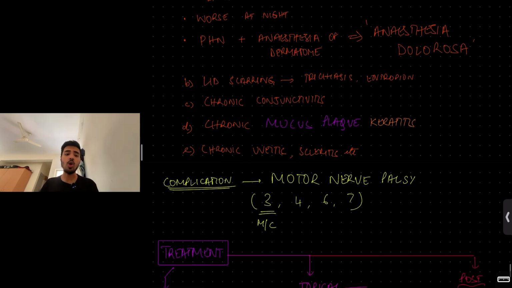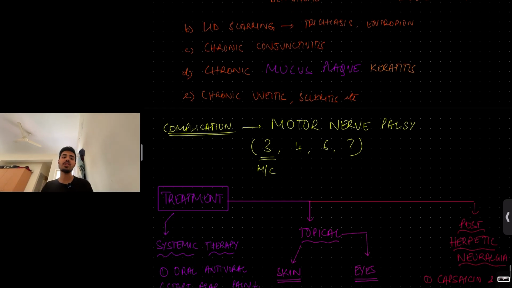And what is the complication of herpes zoster ophthalmicus? See, it has come through the sensory nerve. It will go and cause complications by causing palsy of the motor nerves: the third cranial nerve, the fourth cranial nerve, the sixth cranial nerve, the seventh cranial nerve. The most common is the third cranial nerve, the oculomotor nerve. This is the complication. Treatment.